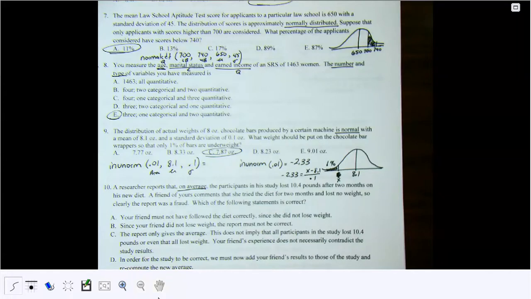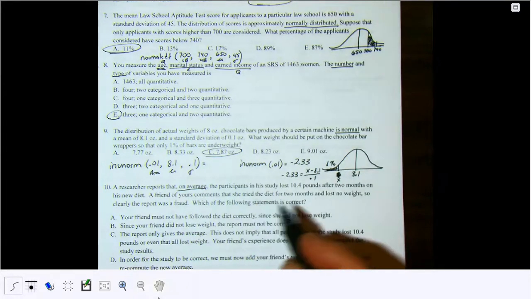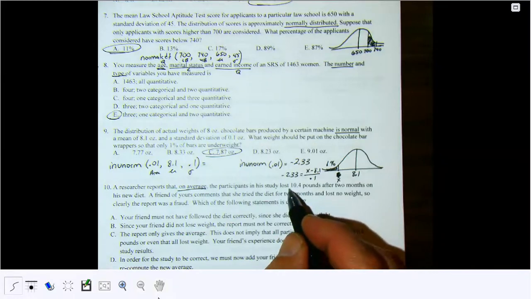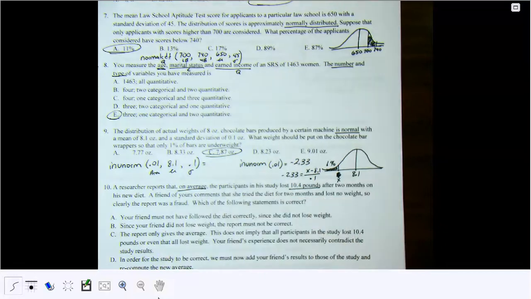So again, we have to remember what it gave us. It gave us that it was 10.4 pounds on average. So we're going to have some below that, some above that. It could be as far low as 0. It could be as far above as 20 pounds. On average it's 10. So we just have to find the one that goes best with that. Your friend must not have followed the diet correctly since she did not lose weight.